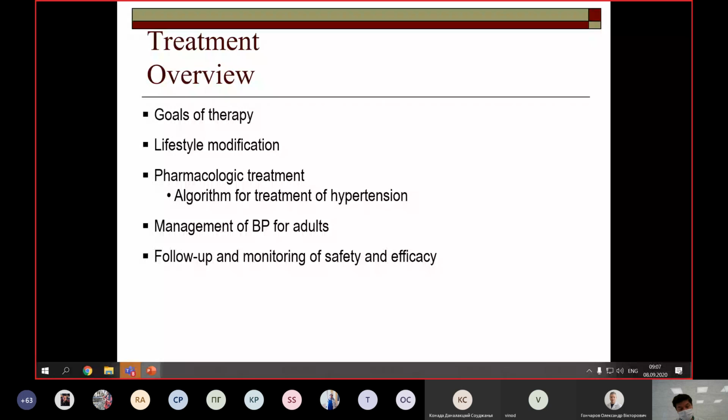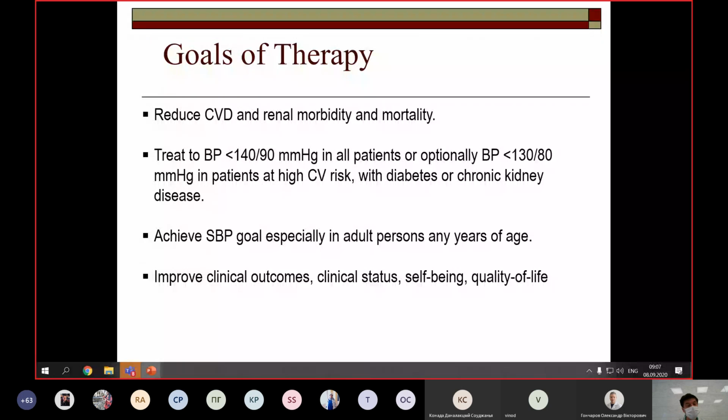So let's get started. The goal of therapy is defined as the following. The reduced cardiovascular risk and renal morbidity and mortality are the main goal principles incorporated in clinical guidelines. The main goal of therapy of the patient having arterial hypertension is to improve survival, decrease the risk of death, and increase well-being. Treat to BP less than 140 for systolic and 90 for diastolic in all patients, and optionally BP less than 130 and 90 for systolic and diastolic respectively.